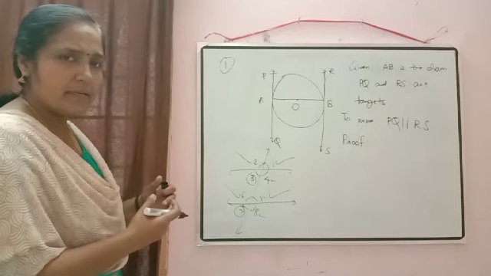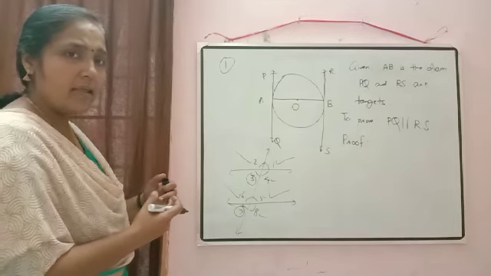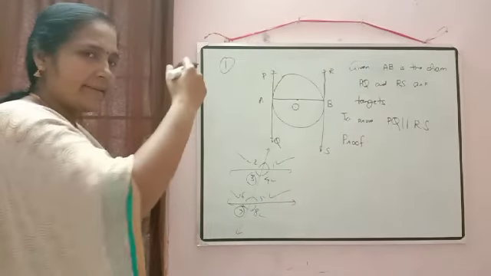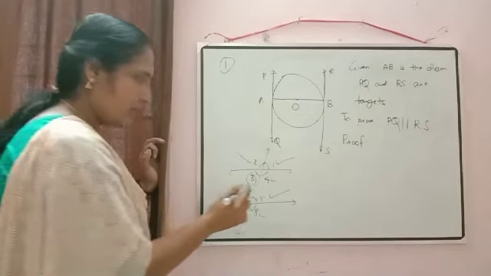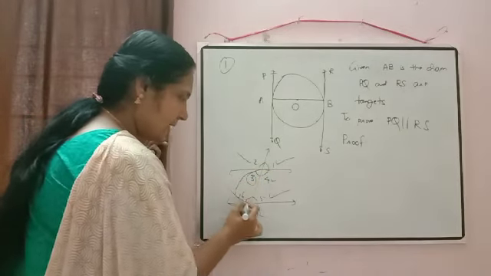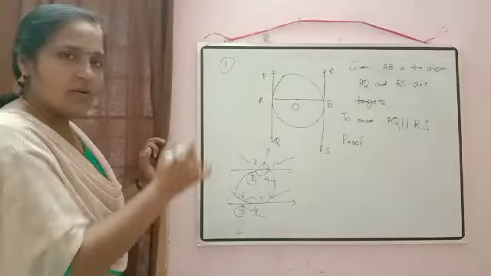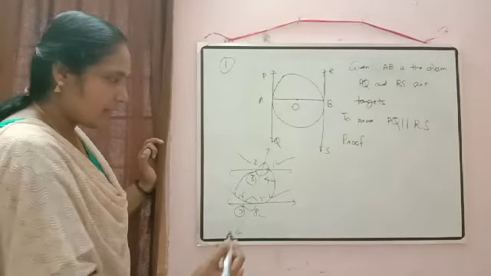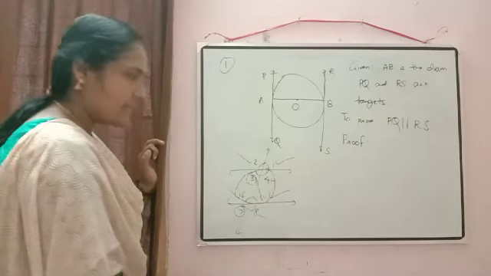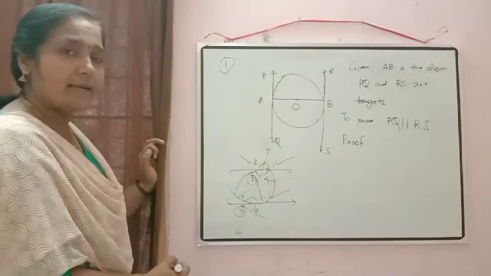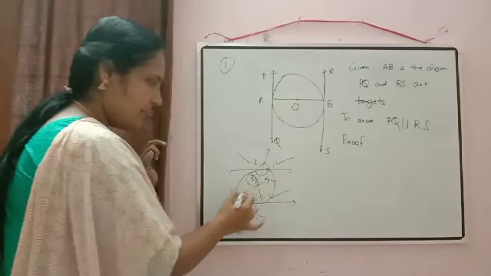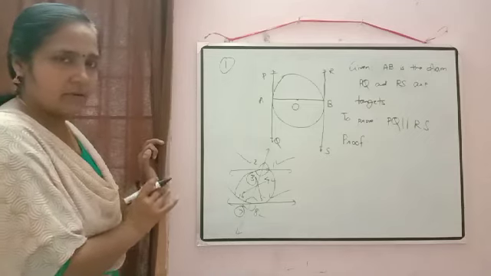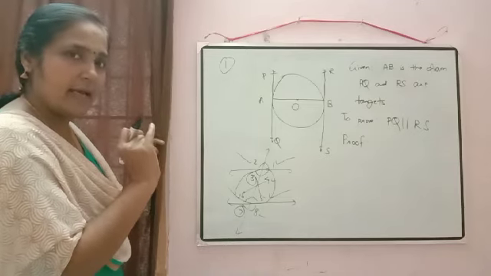Is any other property there to prove the lines are parallel? Yes. Alternate interior angles are equal. Here you can check these four interior angles. Alternate interior angles means they should be on the alternate side. Angle 3 and angle 5 are called alternate interior angles. Similarly, angle 4 is equal to angle 6. So you can prove this also: alternate interior angles are equal.